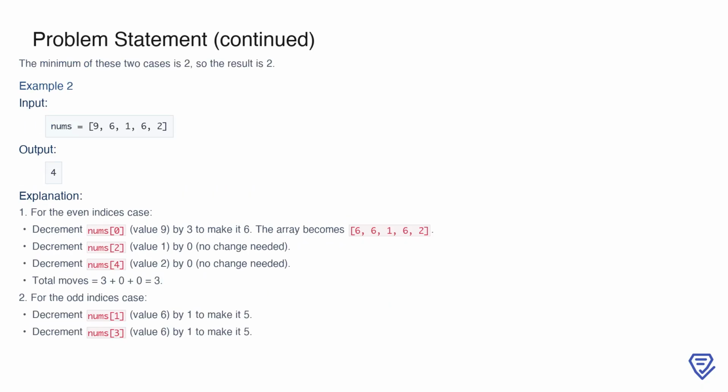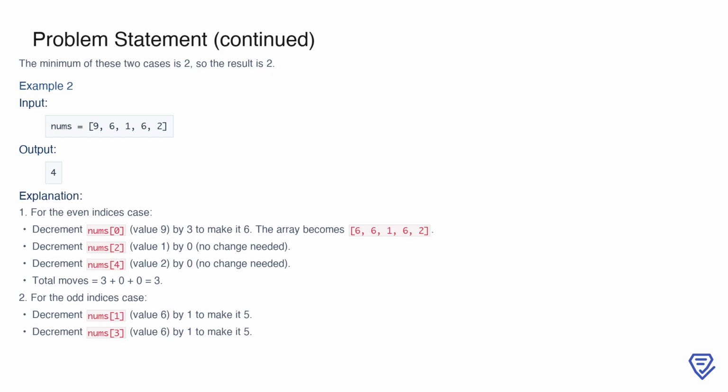In the second example, the input array is 9, 6, 1, 6, 2. Again, we evaluate two strategies. For the even indices case, we make index 0 smaller by decrementing it by 3, turning 9 into 6. At index 2 and index 4, no changes are needed. The total for this strategy is 3 moves.